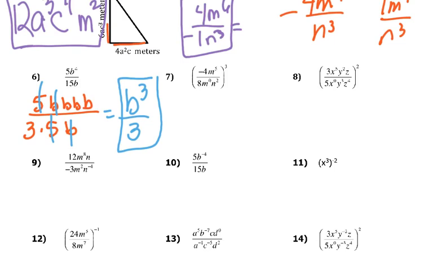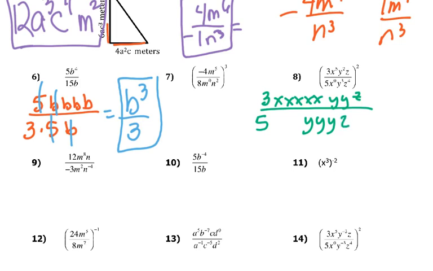Okay, number 8. Again, I've got this mess to clean up inside the parentheses before I deal with the exponent on the outside. And so I'm going to take care of what's inside there. So first I'm going to write 3 x to the 5th, y to the 2nd, and then z over 5. X to the 0 is just 1, y to the 3rd, and z to the 4th.